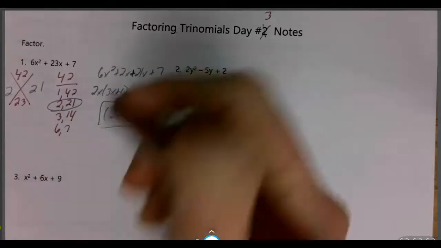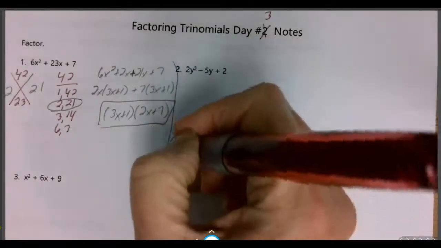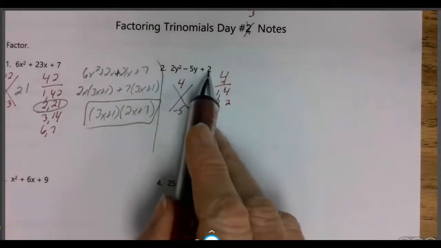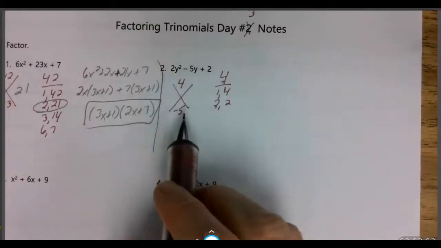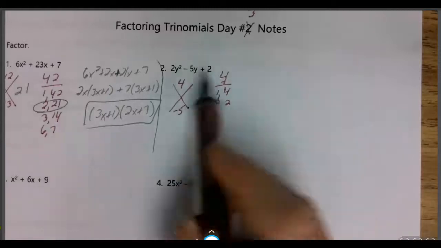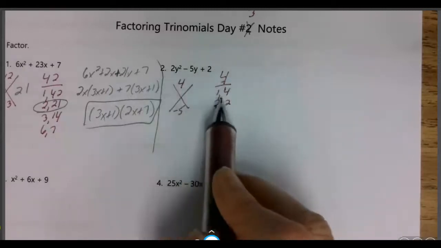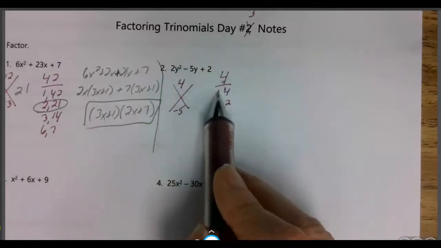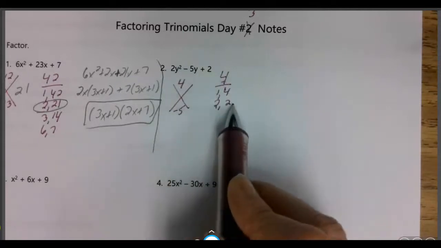Okay, number 2. I want you to pause your screen right now, and get started on that one. Work number 2. Go ahead, pause your screen, do number 2. So hopefully you took 2 times 2 and got 4. Hopefully you got this far. If you didn't pause your screen already, try it. But you took 2 times 2 and got 4, and put that at the top. B is -5. It goes here. The factors of 4 are 1 and 4, and 2 and 2.